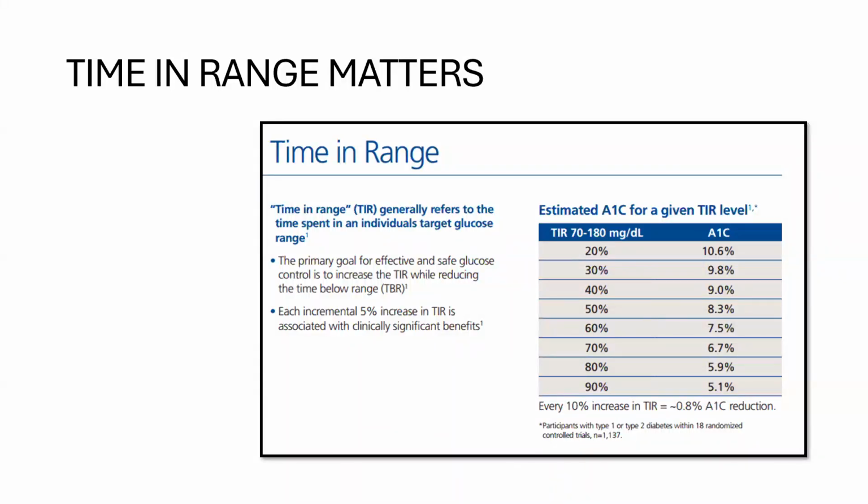Whatever roughing it in your mind makes sense to you, that works. But regardless of what kind of literature or resource you look at, they will talk about how every 5% increase in TIR is clinically significant. So 10% is a really nice marker, but anything you can do to even get yourself a 5% improvement in your time in range is often very, very helpful for the patient.